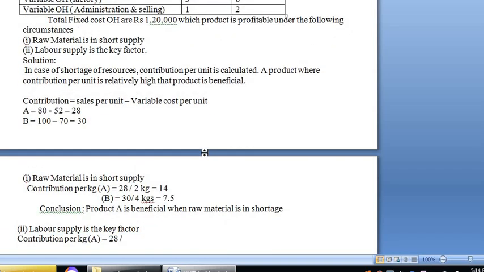Okay, so contribution for A is 28 divided by 4, that is 7 hours. So that will be equal to 4. Same thing we are going to calculate for B. That will be equal to, now contribution for B is 30 divided by direct labor, 20 divided by 4, so that is 5 hours. So that will be equal to 6.